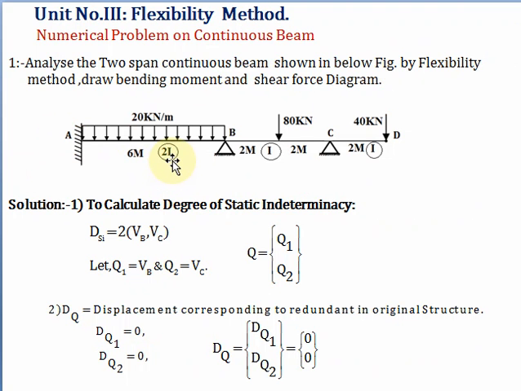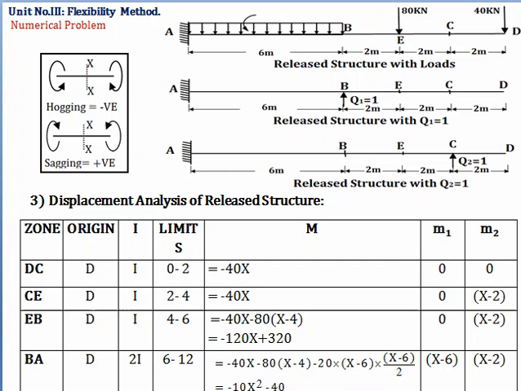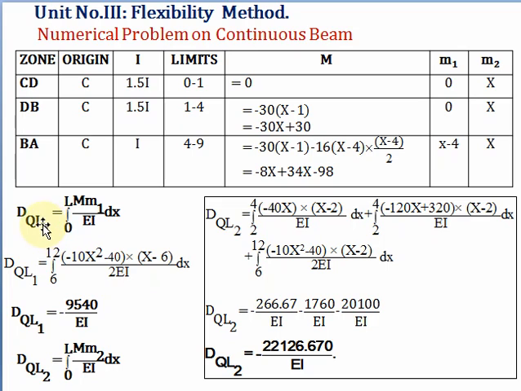So in video 1 you have already seen how to find out the degree of static indeterminacy. Also we have seen the DQ matrix. Then we have seen the displacement analysis of the released structure. In that we have seen this table. Then we have seen how to find out the DQL1 matrix and DQL2 matrix.